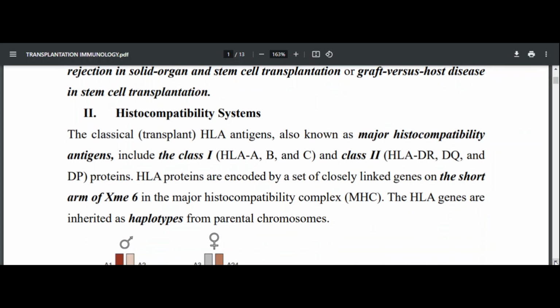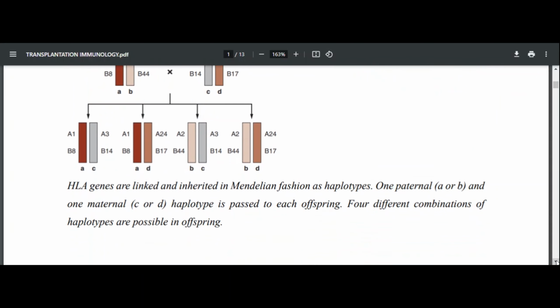So we talked about the histocompatibility system, which is of course the HLA antigens. Those are known as major histocompatibility antigens. Class 1 and class 2 are known. And they are located, of course, this is a set of proteins on chromosome 6, the short arm of this chromosome. So we have an inheritance pattern, of course, the Mendelian fashion of haplotype inheritance.